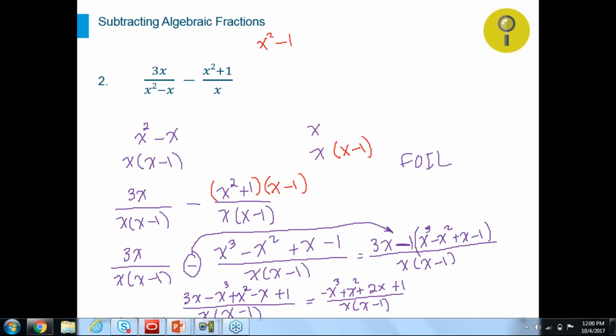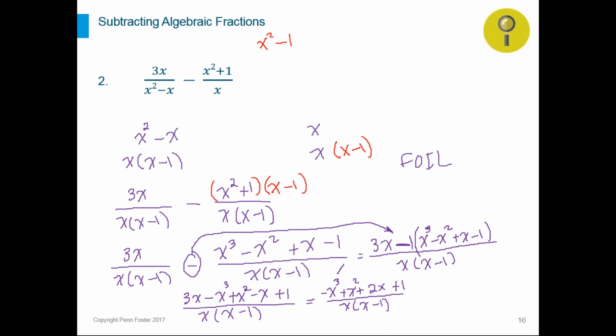So Marcus is asking about the x to the third. So this is x to the third. This one is x to the third, but it has a negative sign, because see the sign of the x to the third, I cannot just delete that or make it positive. It has to go over with its sign. So it's negative x to the third plus x to the second plus 2x plus 1, and then over the LCD.